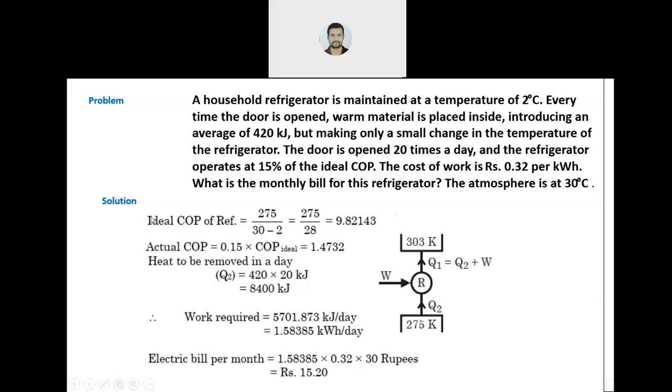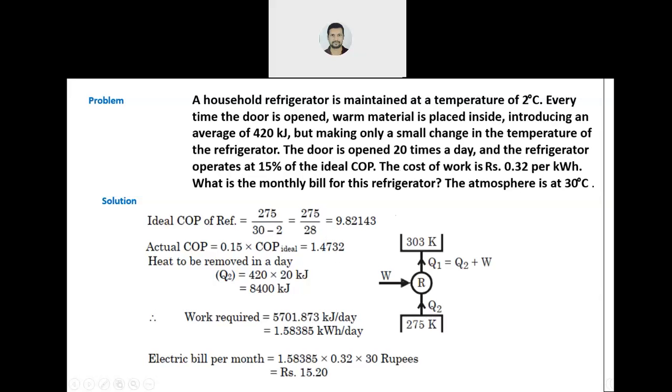So both the temperatures are given to you. Correct? Now, the ideal COP of the refrigerator. What is the COP of a refrigerator? T2 upon T1 minus T2. Put the values, and you will get the ideal COP. Now, the refrigerator is operating at 15% of the ideal COP. So 15% of this ideal COP will be this much after calculation. So this much is the actual COP.